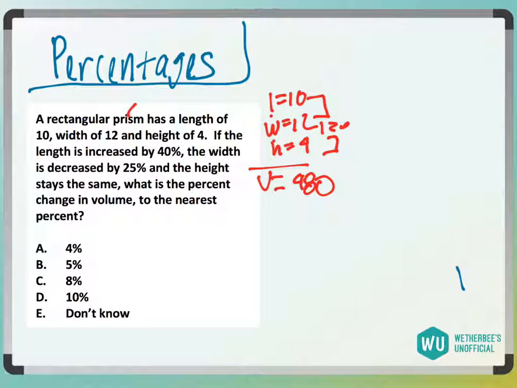Great. Now, the length is increased by 40%. So if this 10 is increased by 40%, it's going to be increased by 4, because 40% of 10 is 4. So we have a new length of 14. The width is decreased by 25%, so by 1/4. 25% is 1/4, so 1/4 of that 12 would be 3. We have a new width of 12 minus 3, which is 9, because it's decreased by 25%. And the height stays the same, so we still have a height of 4.